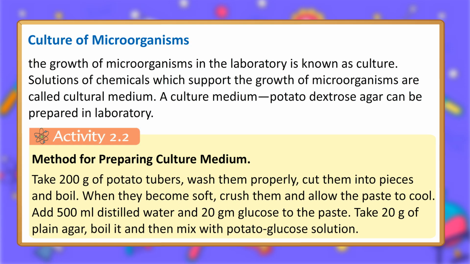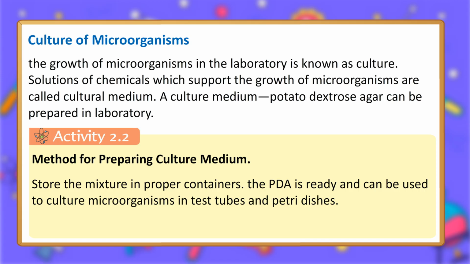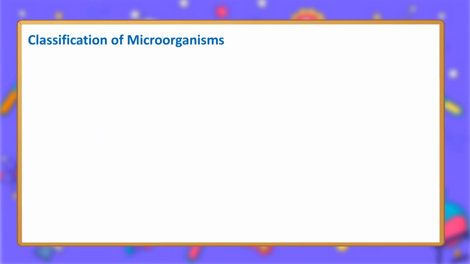Take 200 grams of potato tubers, wash them properly, cut them into pieces and boil. When they become soft, crush them and allow the paste to cool. Add 500 milliliters distilled water and 20 grams glucose to the paste. Take 20 grams of plain agar, boil it and then mix with the potato glucose solution. Store the mixture in proper containers. The PDA is ready and can be used to culture microorganisms in test tubes and petri dishes.